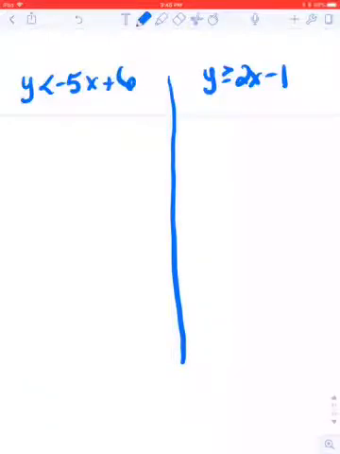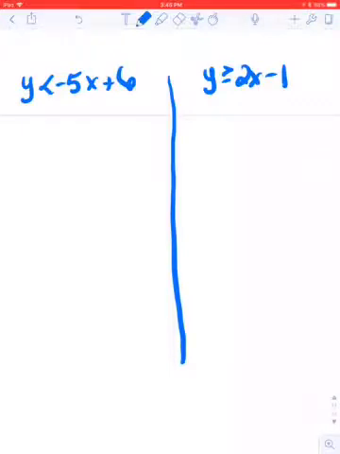Hi guys, let's do a review over the graphing linear inequalities that we did today with the systems, where we graph two of them at a time, and then you have to be able to see where they overlap. So I have two inequalities that I have here on the screen.